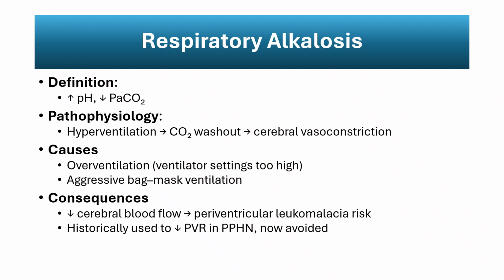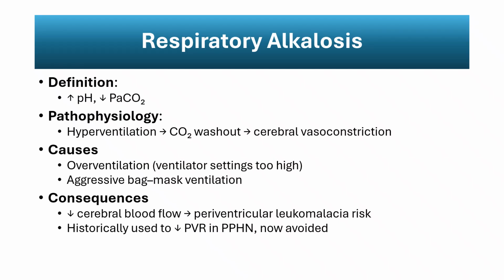The physiologic effects are clinically important. Hypocarbia causes cerebral vasoconstriction and reduces cerebral blood flow. Sustained hypocarbia has been associated with periventricular leukomalacia and impaired white matter development in preterm infants. Myocardial contractility and oxygen delivery may also decrease when alkalosis is severe.